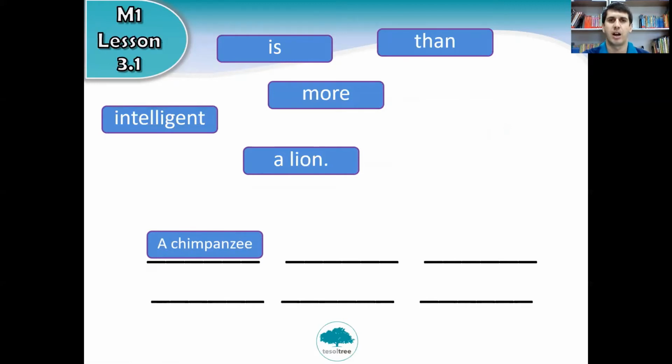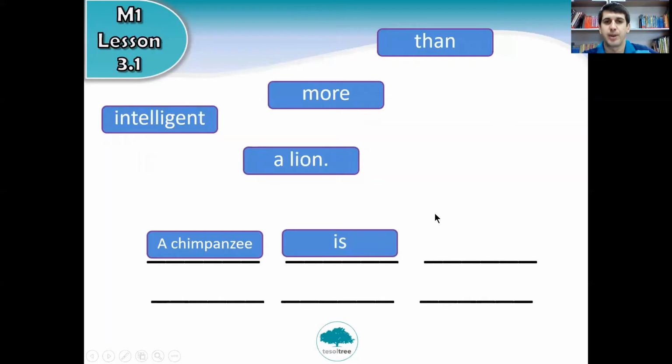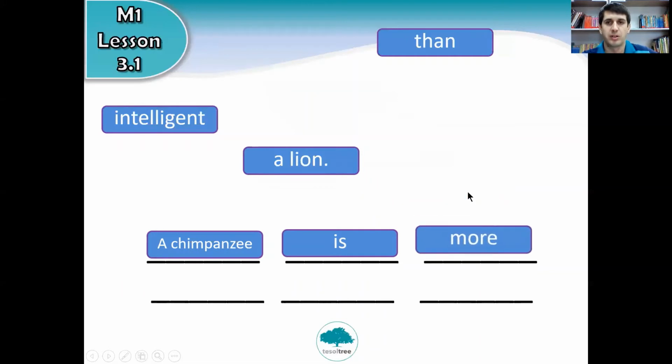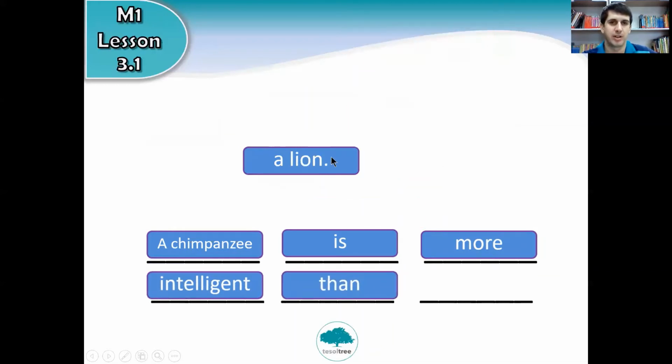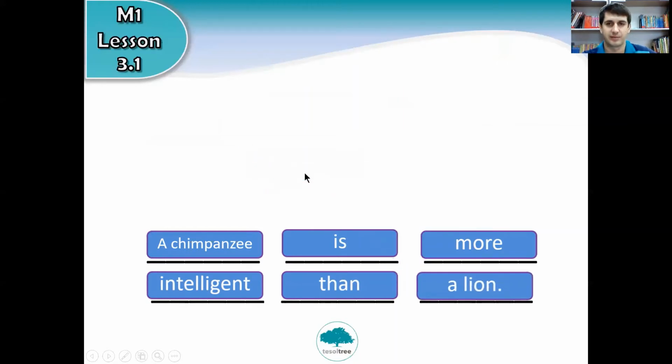Last sentence it was are. There we had sharks, snakes. This time, a chimpanzee. That means 1. So the word is. A chimpanzee is. Now the comparative. More. Again, this is a long adjective, so we have more intelligent than. And the last one, because of the full stop, again, only 1, a lion. A chimpanzee is more intelligent than a lion. Well done if you got that correct.